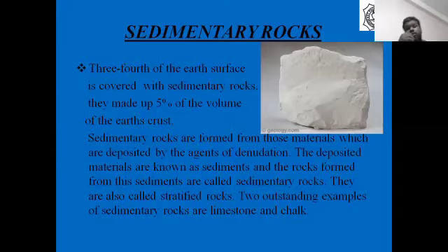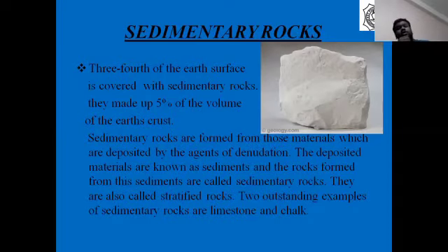Agents of denudation such as river, air. The deposited materials are known as sediments, and the rock formed from this sediment is called sedimentary rock. Mainly, sedimentary rocks are formed from the sediments brought by the different agents of denudation like water, melting of ice, and air.